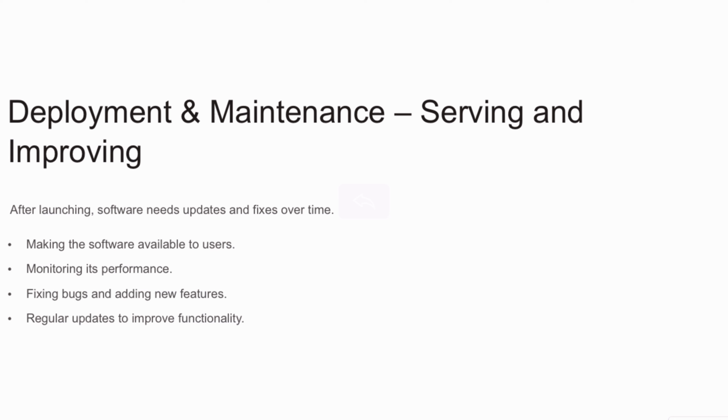The sixth one is deployment and maintenance, serving and improving the software. Once everything is tested and ready, we launch the software. But that is not the end of the journey. Just like a restaurant improves its dishes based on customer feedback, software needs updates and fixes over time. Deployment involves making the software available to users, monitoring its performance, fixing bugs, and adding new features. Maintenance means regular updates to improve functionality, fixing issues as they arise, ensuring the software remains reliable and secure.